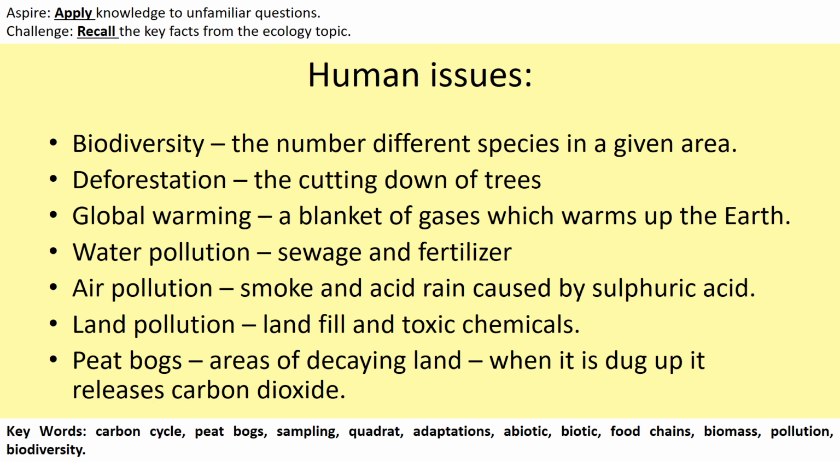Okay, so we looked at a couple of human issues. Before that, we need to know what biodiversity is. So biodiversity is the number of different species in a given area. The good thing about biodiversity, if the biodiversity is high, that means that there's lots of different species living in an area. That generally means that there's very little pollution. So environmental biologists will often use this as an indicator to look at pollution levels.